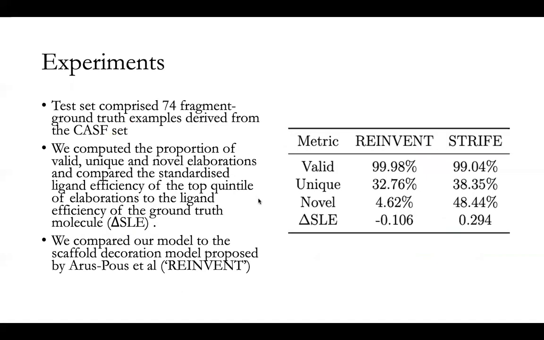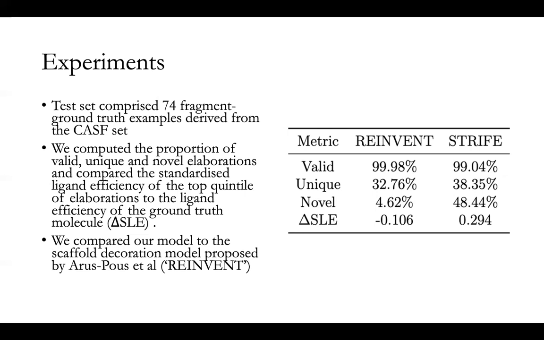We did some experiments with our new model on 74 fragment ground truth examples derived from the CASF set. We compared our model to an existing structure-unaware model developed by Arús-Pous et al., the REINVENT scaffold decorator. We computed some basic stats, the proportion of valid, unique, and novel elaborations, and also we took the top 20% of elaborations, computed the standardized ligand efficiency of those elaborations, and compared that average to the ground truth. We did that for all 74 examples.